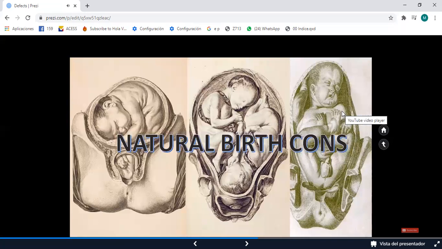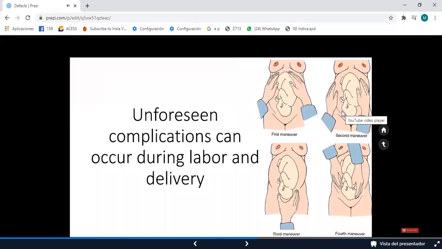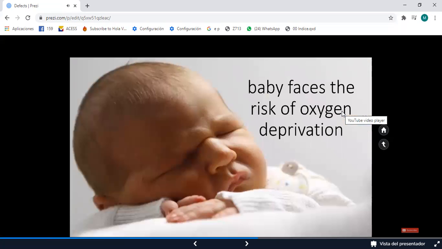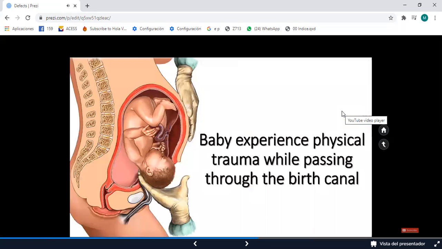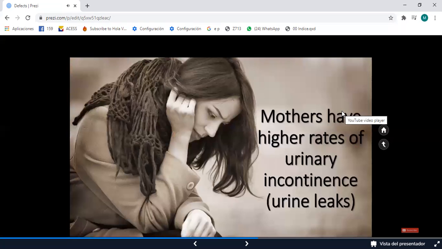Natural birth cons. Unforeseen complications can occur during labor and delivery. Baby faces the risk of oxygen deprivation. Baby experiences physical trauma while passing through the birth canal. Mothers have high rates of urinary incontinence or urine leaks.